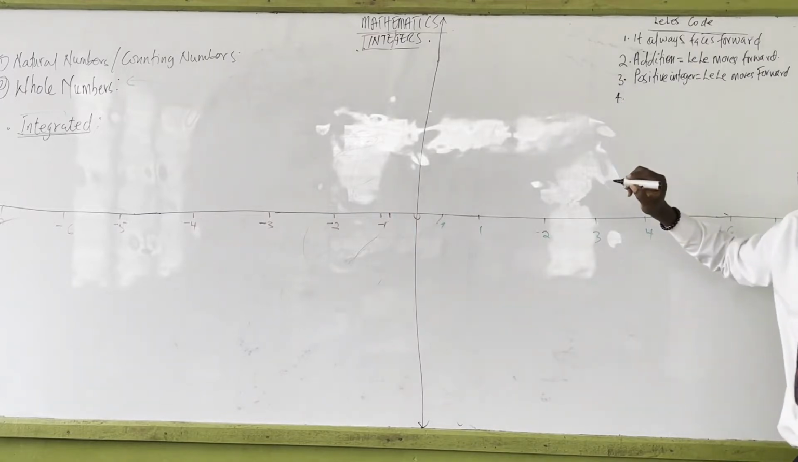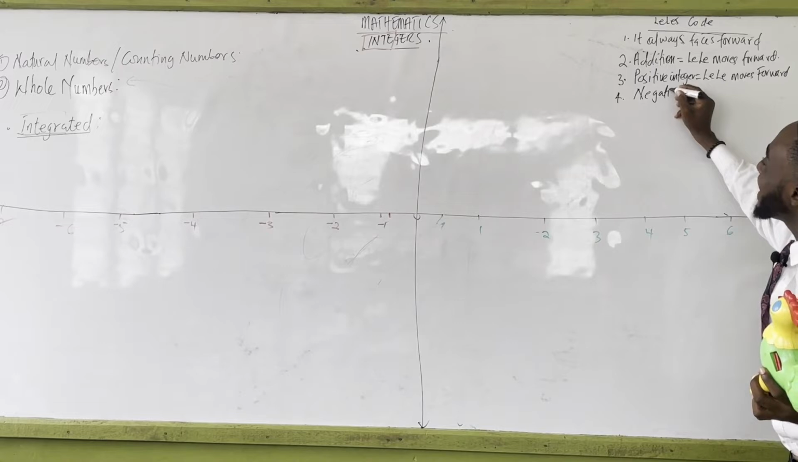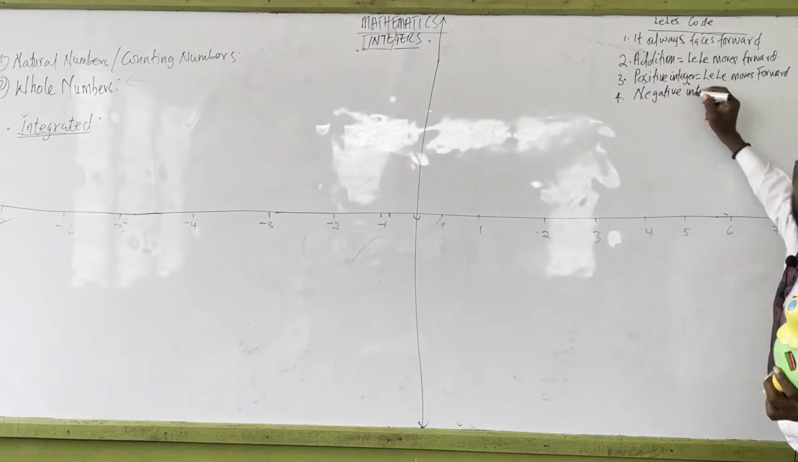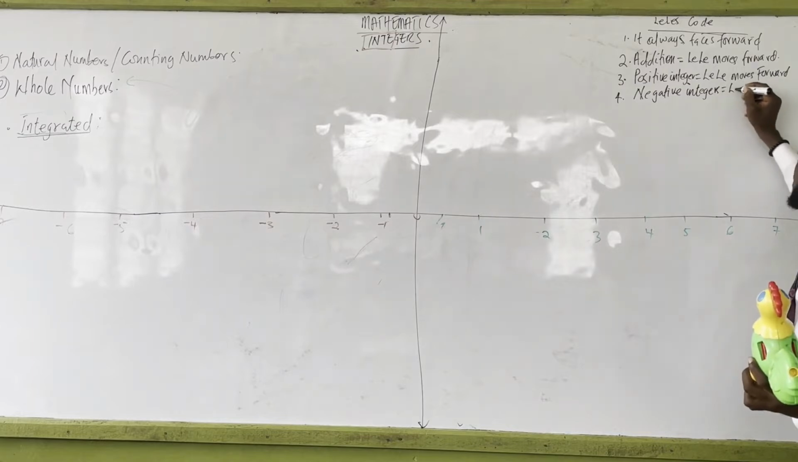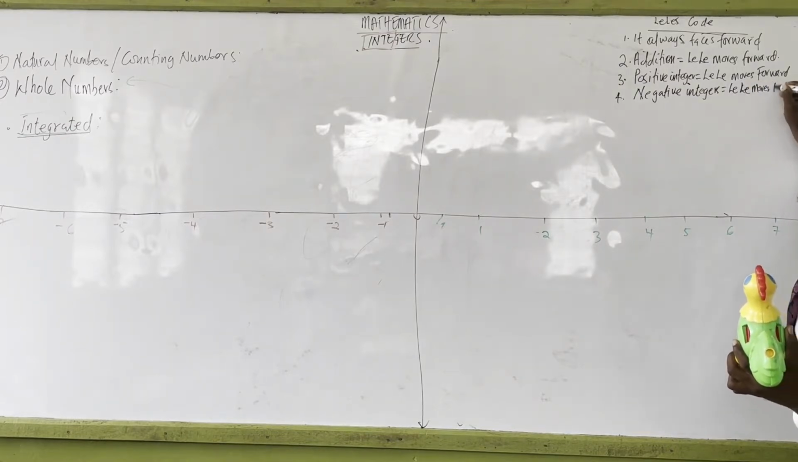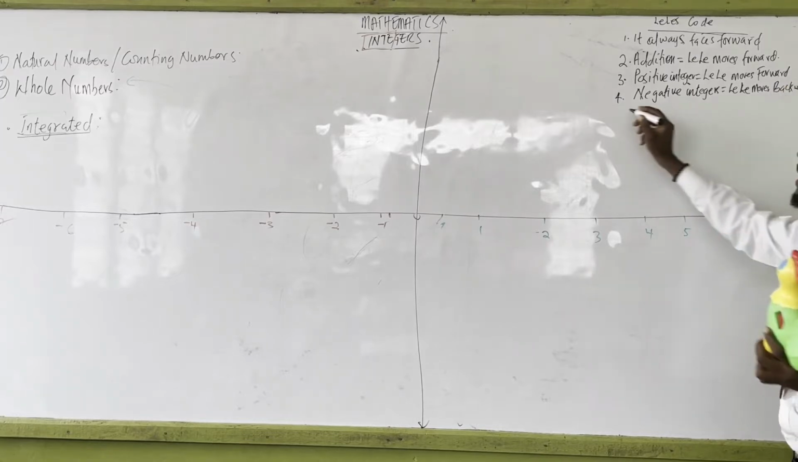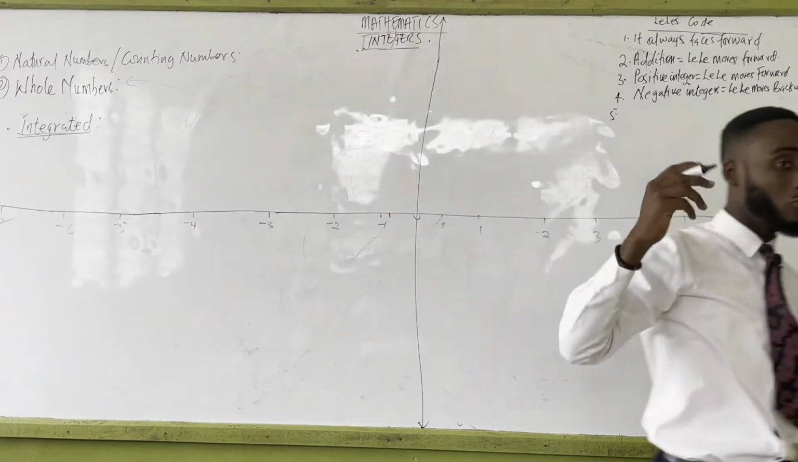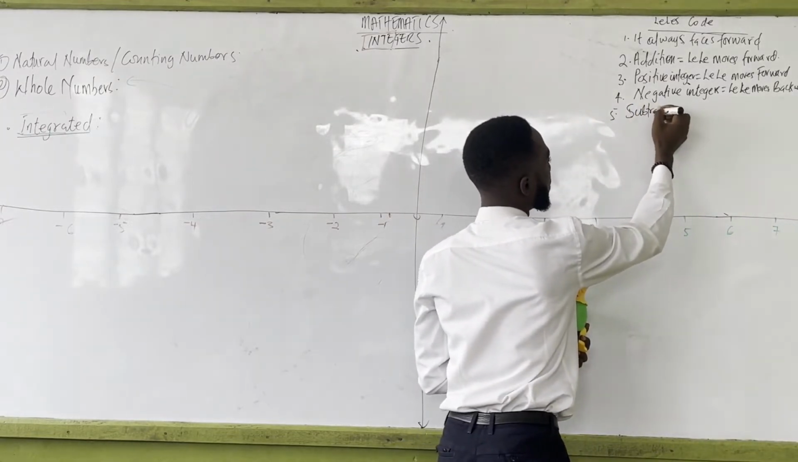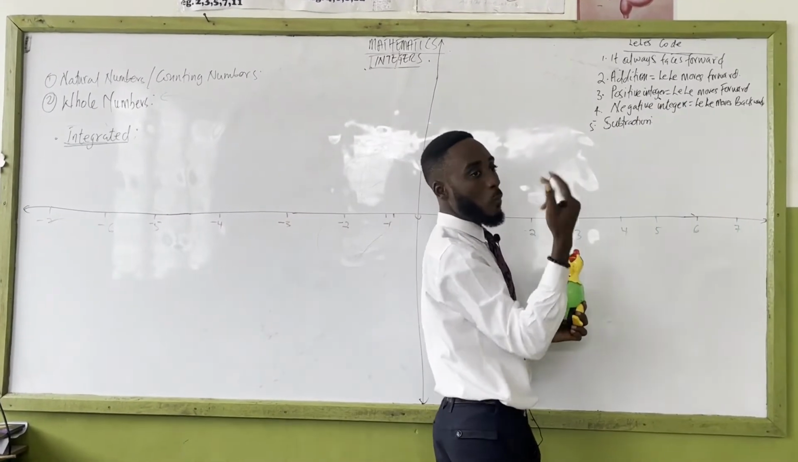Now, negative integers. Negative what? Integers. Lele moves backwards. And then the last one, for subtraction, Lele goes the opposite direction.